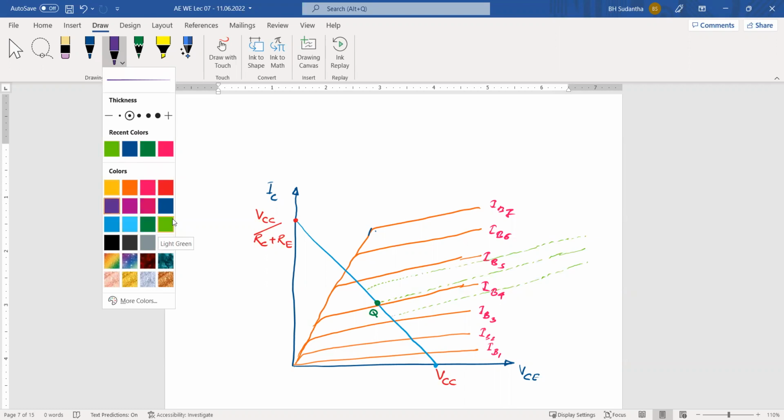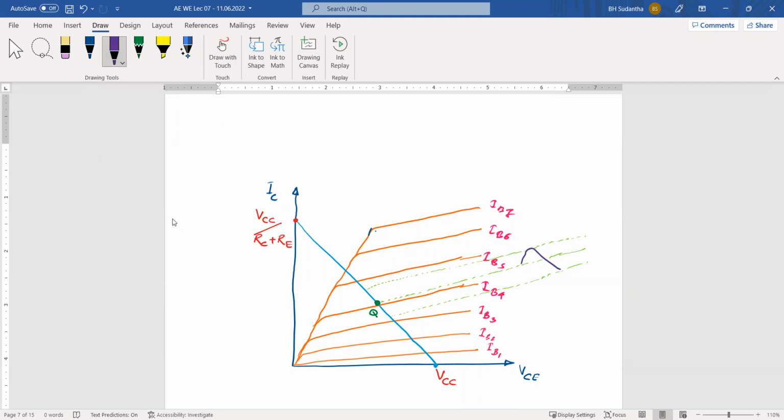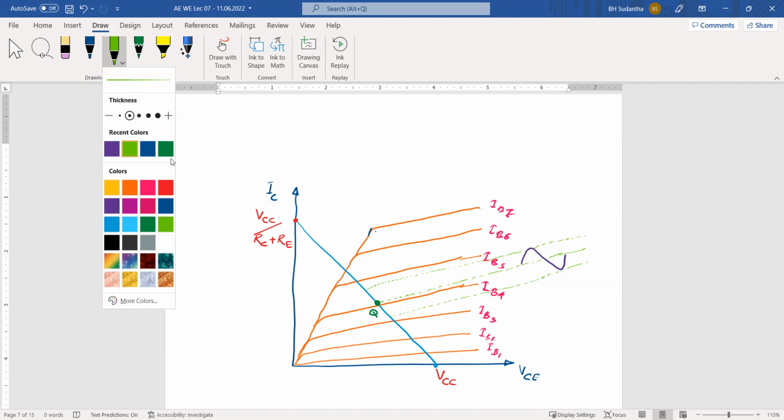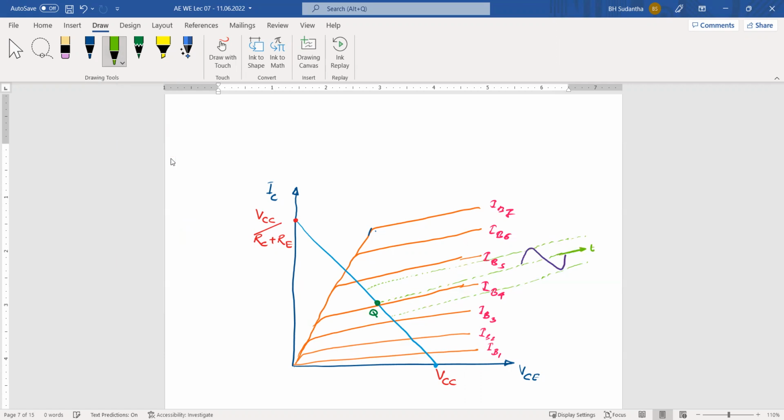We can apply some AC voltage here, something like this. When we apply this AC voltage, with time, this may be T, this is IB0, this may be IB1, and this is IB2. Then the signal is varying like this. This is the input side, giving a varying current to the base terminal, which will be reflected at the collector terminal.